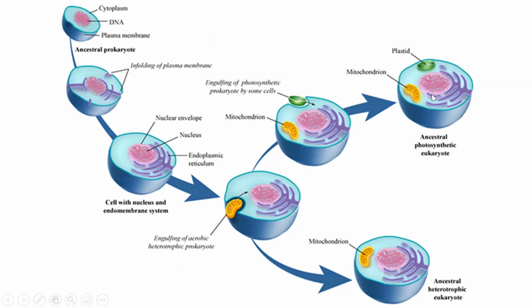So if we're looking at this cell, what is this? It's going to be a plant cell, because it has a chloroplast, and the mitochondria. Otherwise it's probably an animal cell.